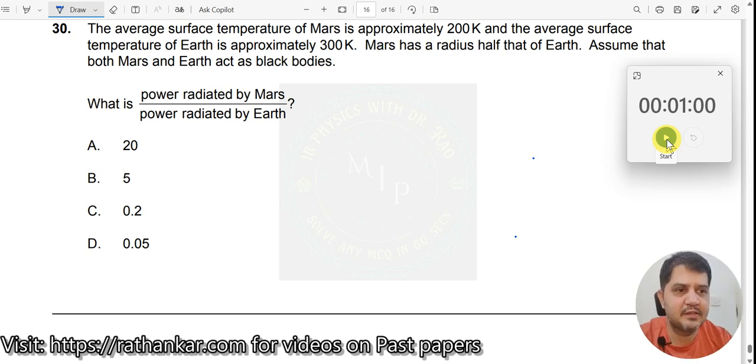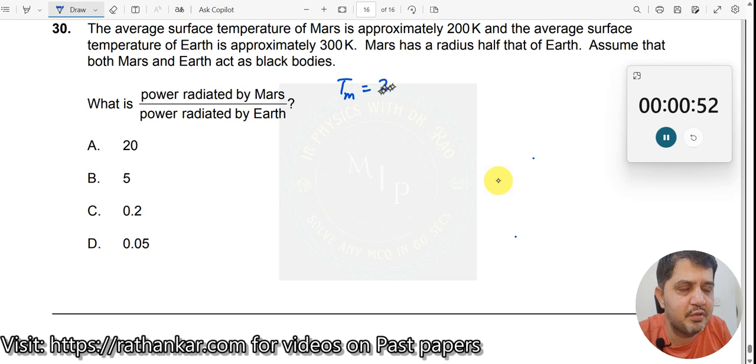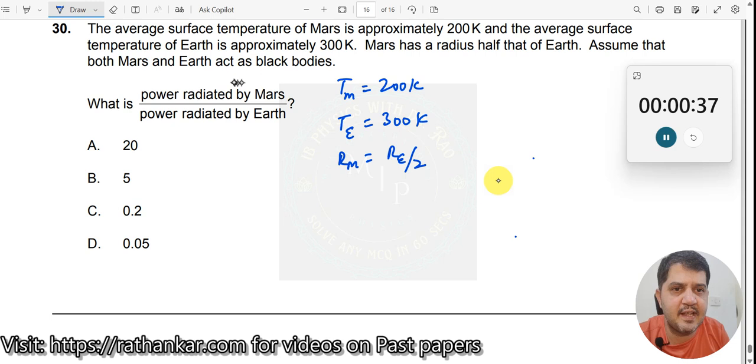Okay, question number 30. The average surface temperature of Mars is approximately 200 Kelvin. Surface temperature T Mars is equal to 200 Kelvin, and surface temperature of Earth is 300 Kelvin. T Earth is equal to 300 Kelvin, and Mars has half the radius of that of Earth. Radius R Mars is equal to R_E divided by 2. Assuming that both Mars and Earth act as black bodies, what is the power radiated by Mars?